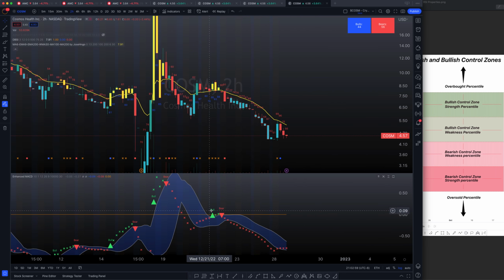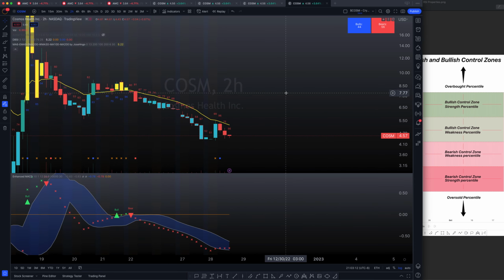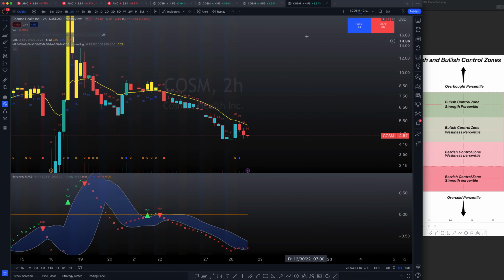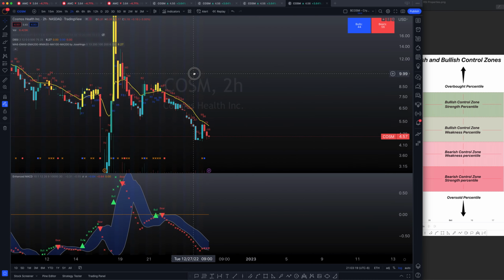Okay, so now ARC Enhanced MACD is still suggesting a downside continuation. It looks like the Bollinger Bands are starting to contract a little bit. They're starting to tighten up, which could be a sign of something, but live data would have to validate that. All right, you guys, so that is what I'm looking at so far for COSM.